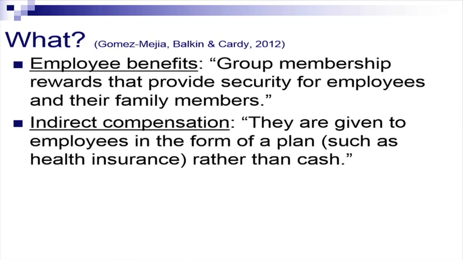What are employee benefits? Employee benefits refer to group membership rewards that provide security for employees and their family members. When we talk about benefits, we are essentially talking about things that the company does for you in addition to your salary. This is something we talked about even last time.